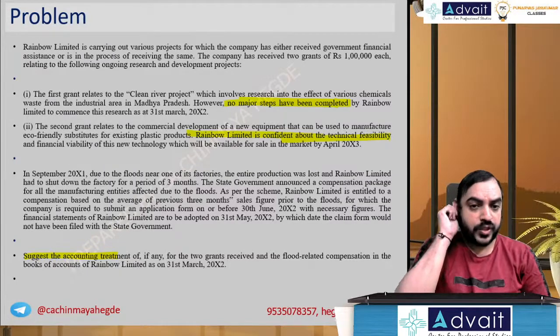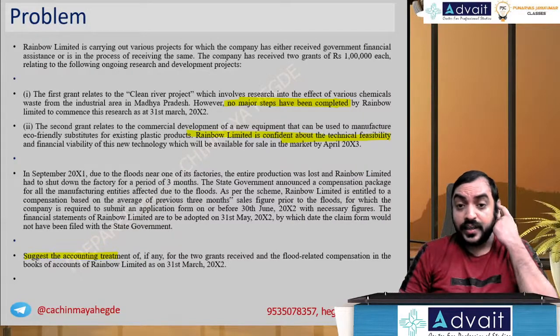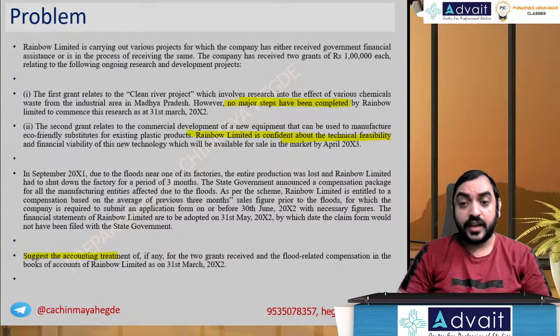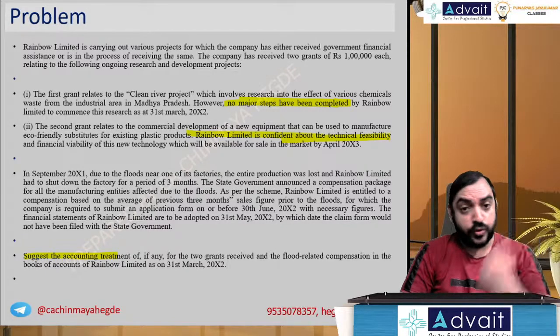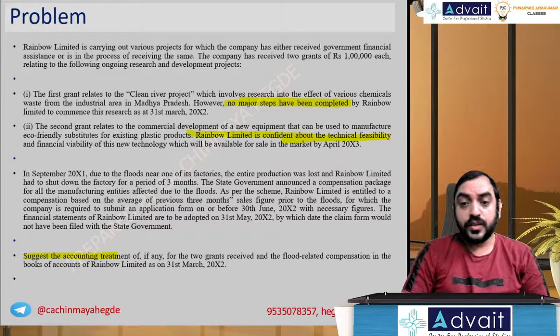In September 2001, due to the floods near one of its factories, entire production was lost and Rainbow Limited had to shut down the factory for 3 months. Thus, the state government announced a compensation package. Oh, one more you have, third one actually. Compensation package for the manufacturing entities affected due to floods.